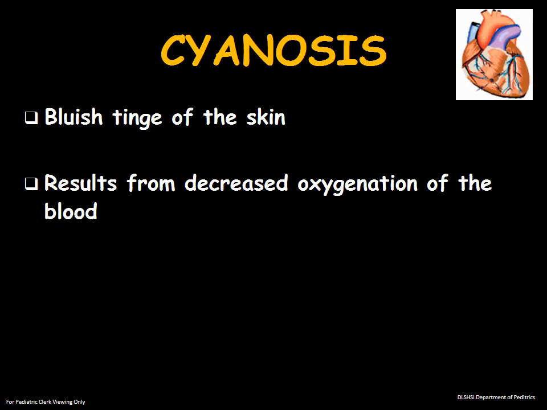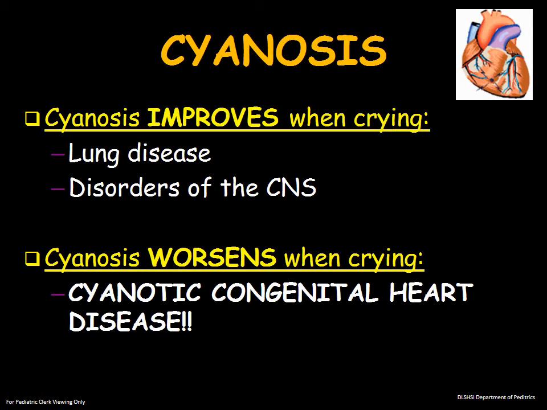What is cyanosis? It is a bluish tinge of the skin. It results from decreased oxygenation of the blood. When cyanosis improves when crying, it can be secondary to lung disease and disorders of the CNS. But if the cyanosis worsens when crying, it can be secondary to a cyanotic congenital heart disease.